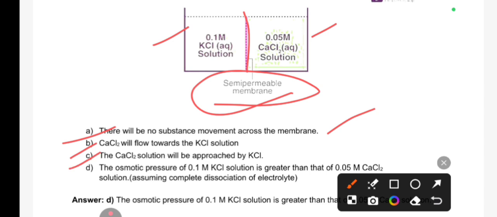Calcium chloride solution will be approached by KCl? No. Why? Because these two are solute and it will not allow the movement of the solute. Okay, we have made a solution. It will allow only the movement of water molecules.